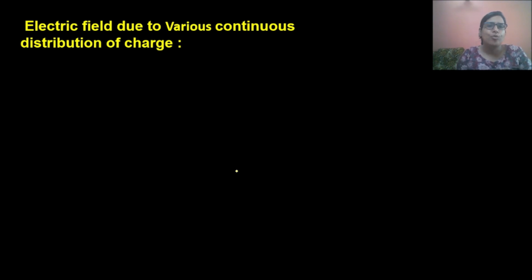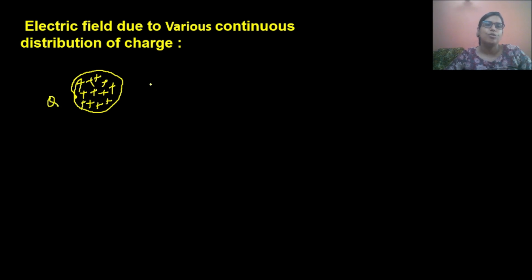Now, electric field due to various continuous distributions of charge, how do we calculate this? Suppose there is a body and this is uniformly charged and the total charge is Q. Then what we do? We will take a very small element from this body, and this is like a point charge, right? Suppose the charge is dq.